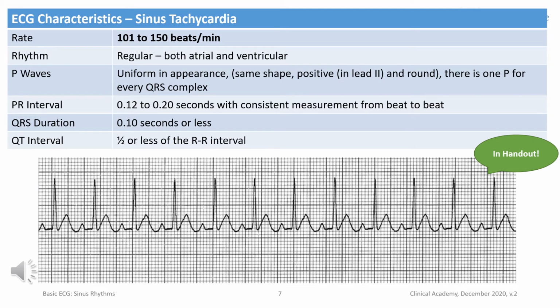For this slide, you're going to need your handout again, and you may need to pause the video to look over the details of this slide. So some of the characteristics of sinus tachycardia include the rate being higher, between 101 and 150. It should be regular for both the atrial and ventricular impulses, and it should also have uniform appearing P waves, just like in sinus rhythm. The PR interval and the QRS duration and the QT interval should all be just like we saw with sinus rhythm.